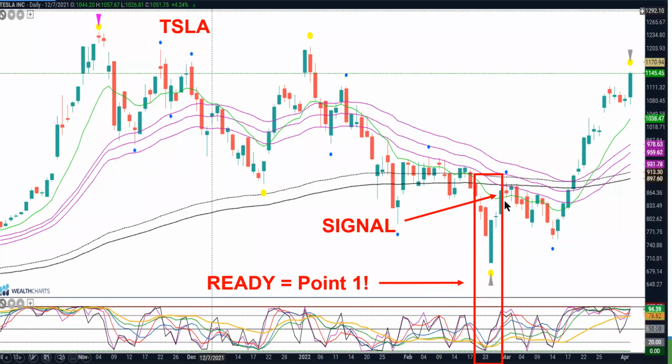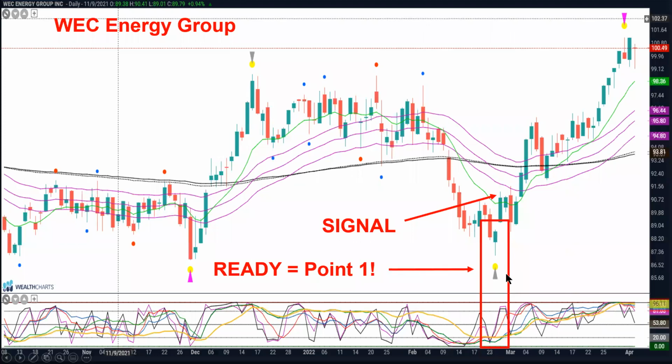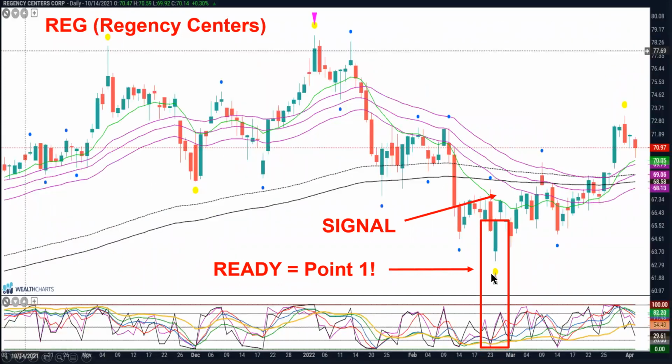The signal is when we break above this moving average. So we are notified. We can scan for the point 1, we can scan for the signal. But you also see the 1, 2, 3 reversal here. So the signal pretty well is in line with the 1, 2, 3 reversal pattern that we just talked about. The ready is on the WEC energy as well, and on the Regency centers as well. The ready, the point 1, and then the signal.